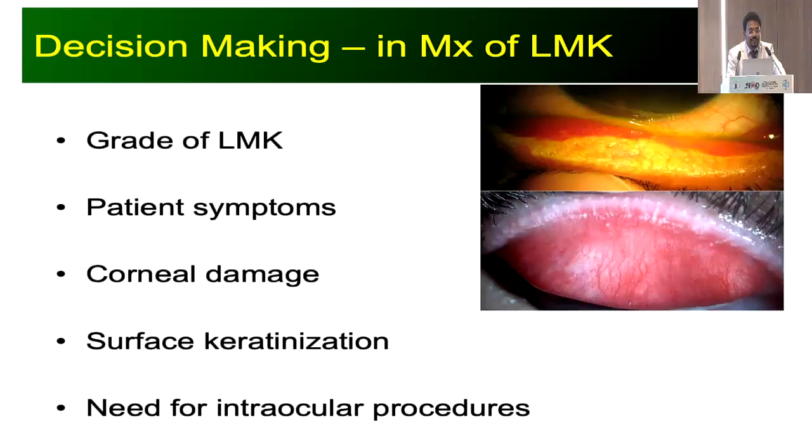So what are the decisions when we go for lid margin keratinization management? In those cases, we have to go for grading of the lid margin keratinization, and we have to ask the patient's symptoms, and that is the most important thing. Then we have to consider corneal damage, surface keratinization, and need for intraocular procedures. What I mean is, suppose these patients have cataract and are willing for cataract surgery, then we have to treat the lid margin keratinization by doing mucous membrane grafting, wait for 3 months, and then go for cataract surgery.